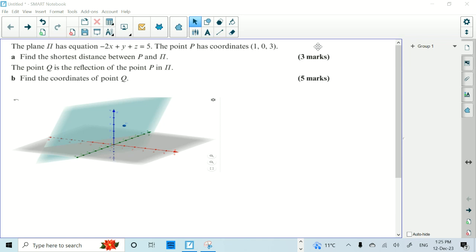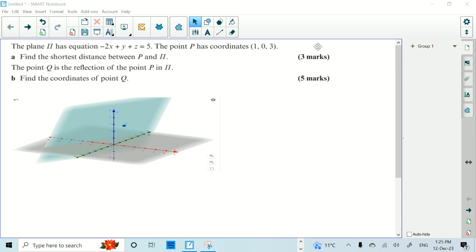The plane has equation minus 2x plus y plus z equals 5. The point P has coordinates 1, 0, 3. A, find the shortest distance between P and the plane. It also says the point Q is the reflection of the point P in the plane. Find the coordinates of the point Q.